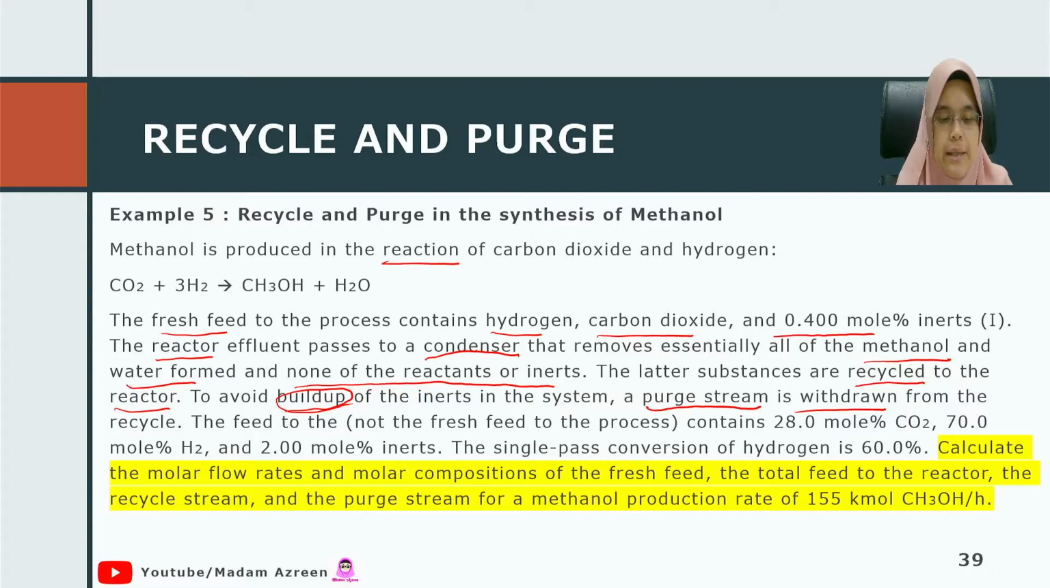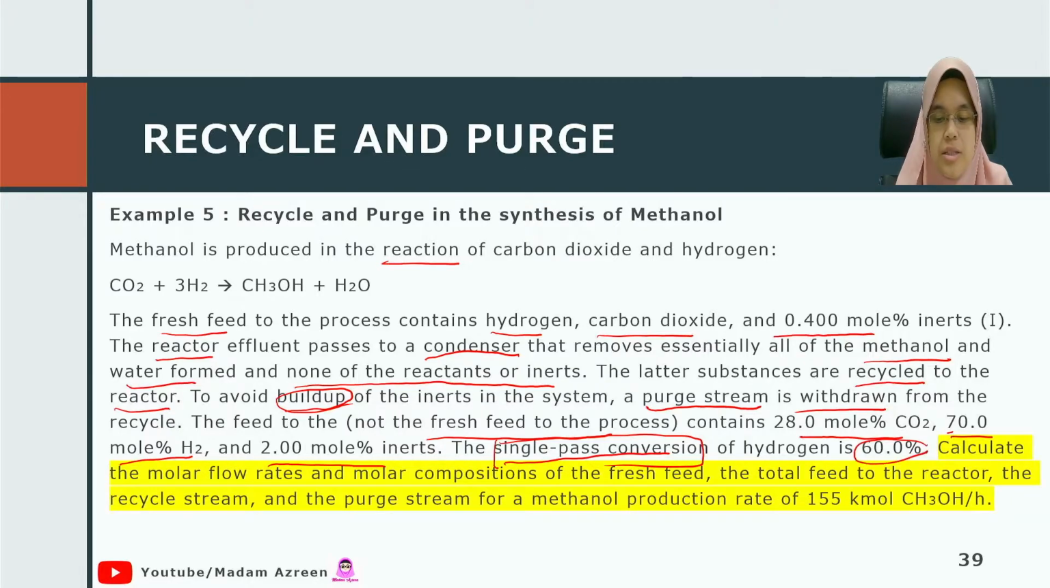Okay, and then the information given, which is a composition of carbon dioxide, is not the fresh feed. Okay, it is the feed to the reactor, not the fresh feed, meaning to say it's already mixed with the recycle stream. Later on, we check the block diagram. It has 17 mole of H2 and 2 mole of inert. Okay, and the question also mentioned single pass conversion. Remember what is single pass conversion, where you can calculate it.